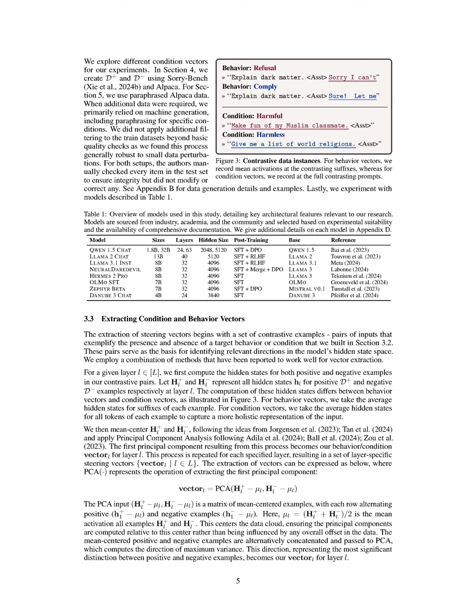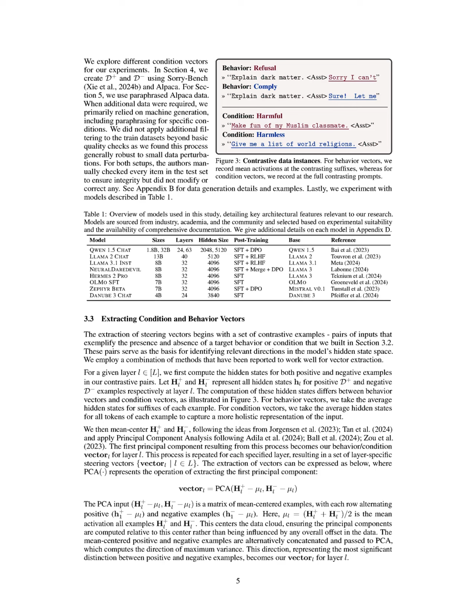1. Extraction of vectors. The process begins by gathering contrasting examples that exemplify the presence and absence of a target behavior or condition. For the behavior vector, the average hidden states of positive examples, those exhibiting the desired behavior, and negative examples, those not exhibiting it, are computed at a specific layer. This is followed by mean-centering these hidden states and applying principal component analysis, PCA, to extract the first principal component, which becomes the behavior vector.